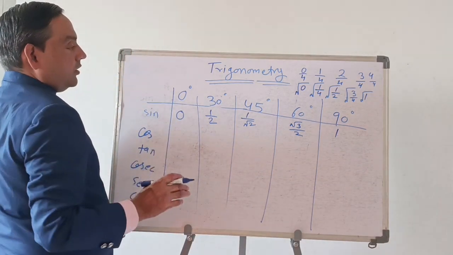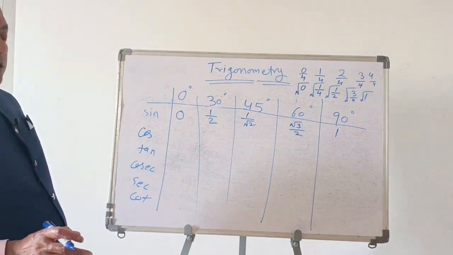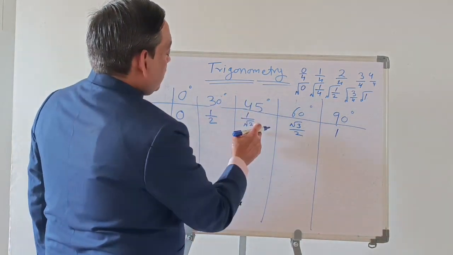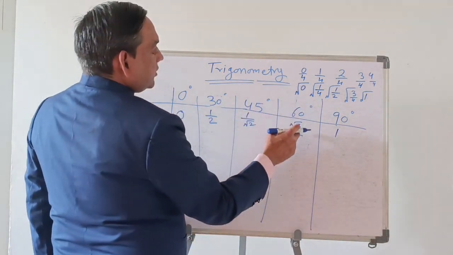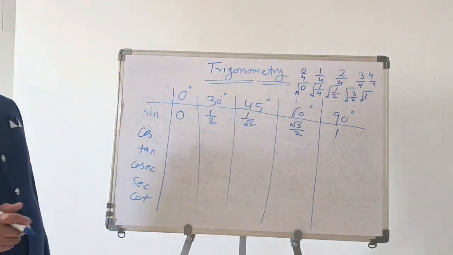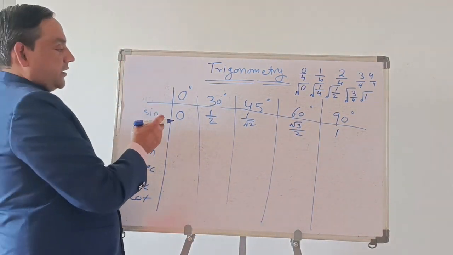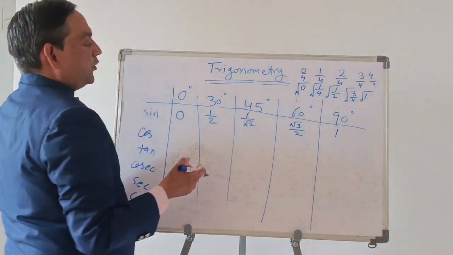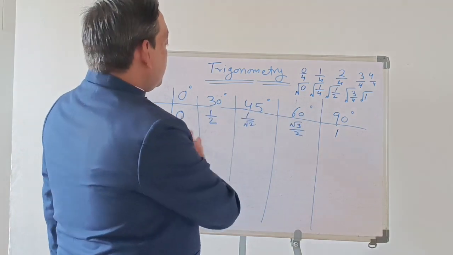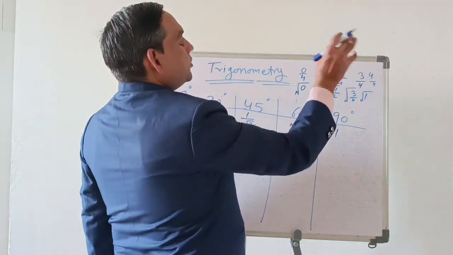Now we got the sine values. Sine 0 is 0, sine 30 is 1 upon 2, sine 45 is 1 upon root 2, sine 60 is root 3 upon 2, sine 90 is 1. Either you can learn these values by heart, but suppose you are not able to remember them, or you get confused with the values, so you can write them down by using this method.